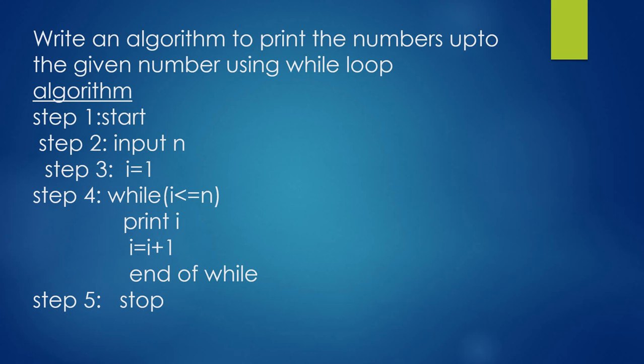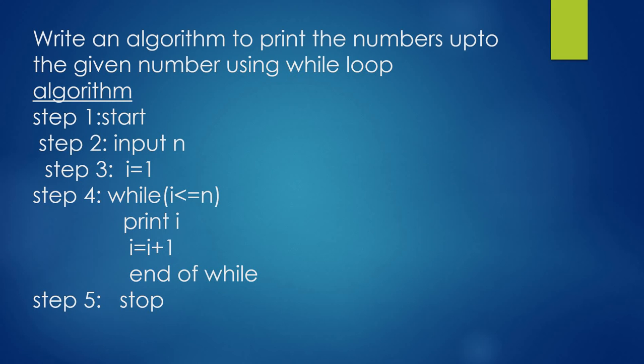Next, we can consider some examples for the iteration statements, that is while loop, do while loop and for loop. First one, same problem. Write an algorithm to print the numbers up to a given number using while loop, do while loop and for loop. First is using while loop. We need to print the numbers up to a given number.